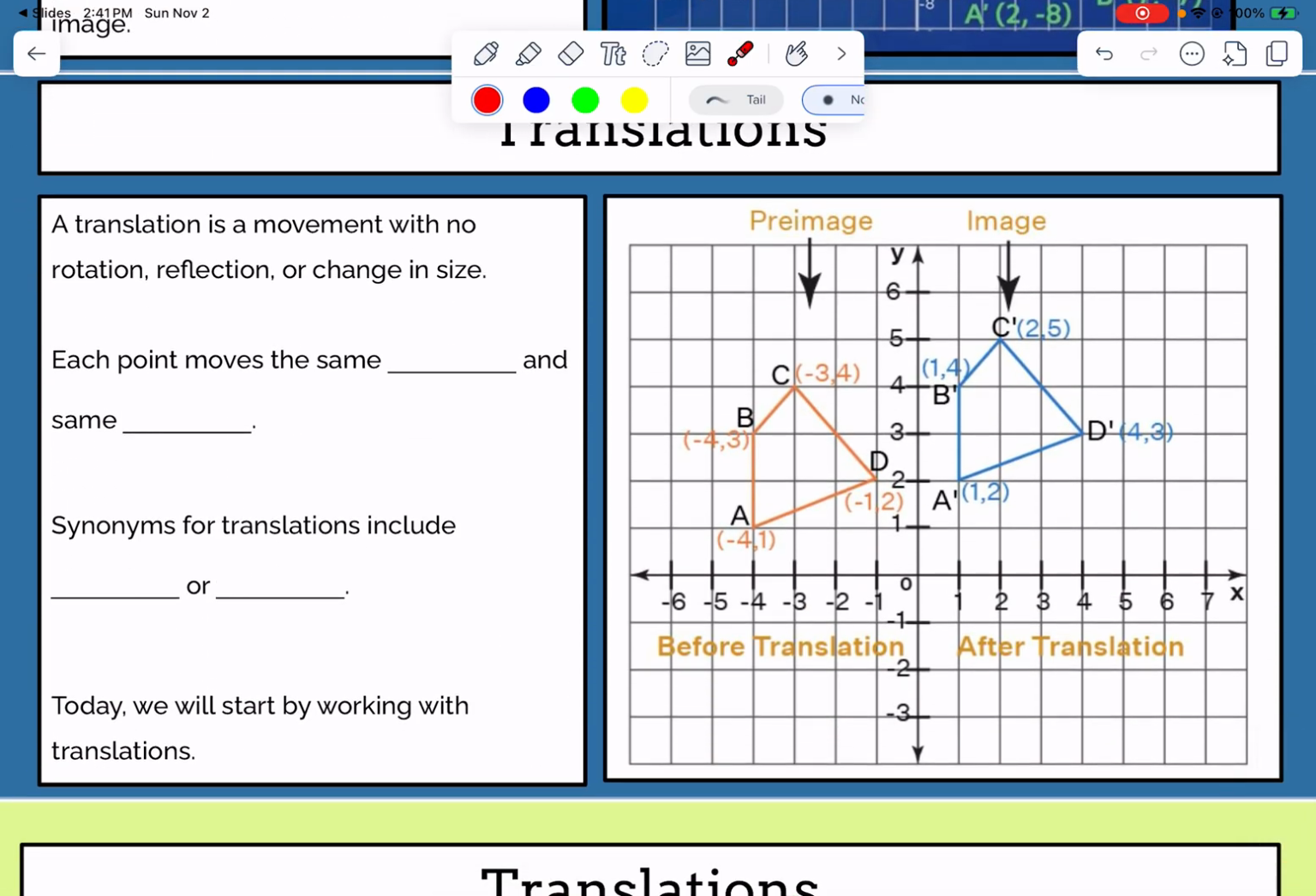Okay, the transformation we're going to talk about today is a translation, which is really just moving something without turning it or flipping it. So each point moves the same distance and same direction. And our synonyms for translations include slide or shift. And this is going to be the focus of this first learning path from Unit 7.